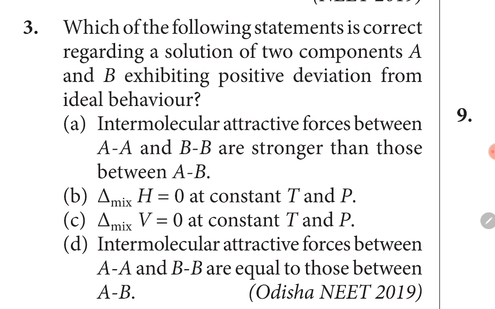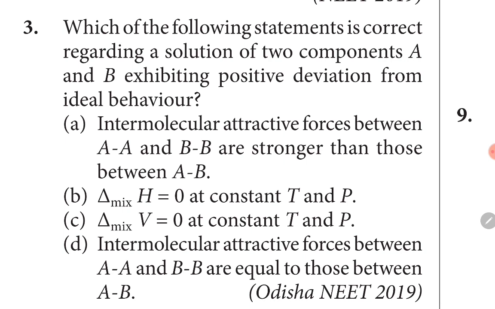So guys, in positive deviation, the things that we need to remember are ΔH mixing is greater than 0, ΔV mixing is greater than 0, and vapor pressure is more in comparison to Raoult's law. So guys, यहाँ correct answer होगा that attraction between A and B will be less in comparison to AA attraction and BB attraction, and this is option A.